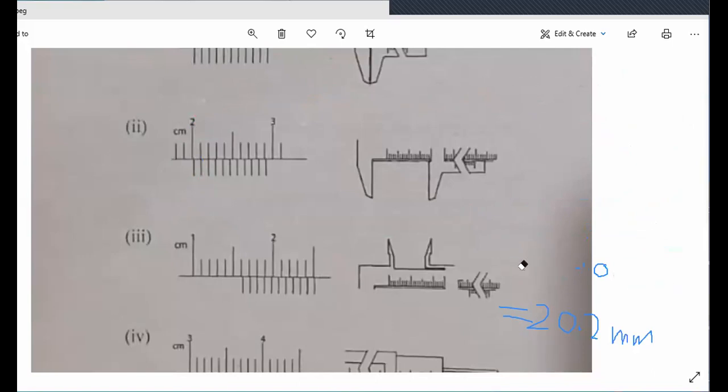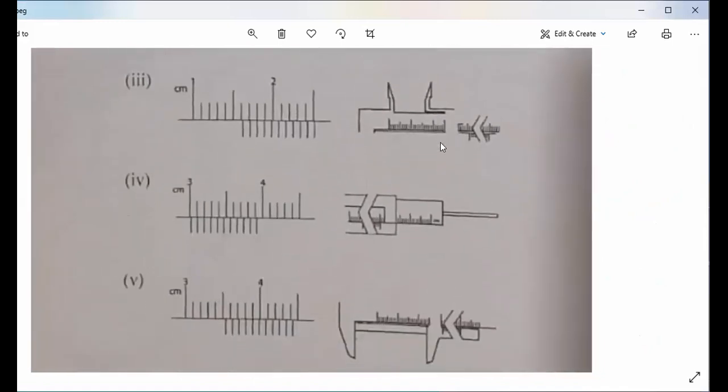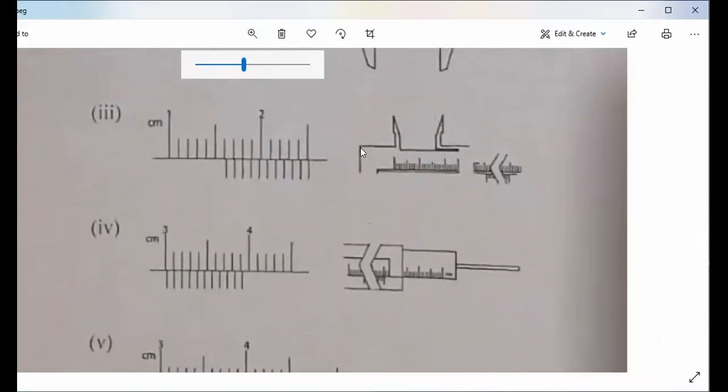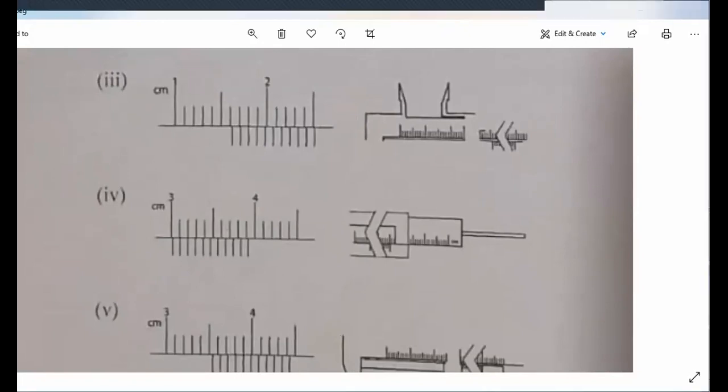Internal diameter. Internal diameter, very good. So please write: Figure 3 shows the measurement of internal diameter. Full stop. The main scale, figure 3 shows the measurement of internal diameter.